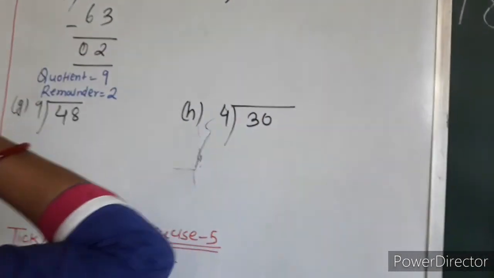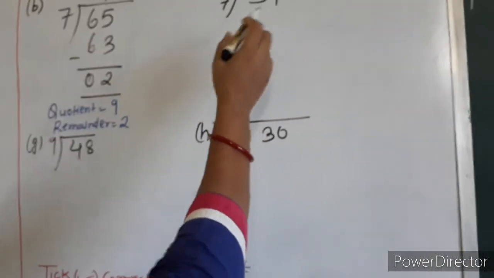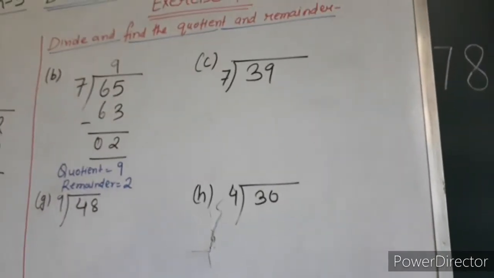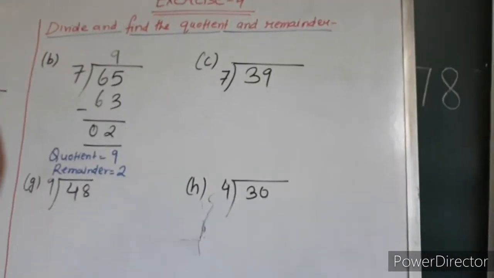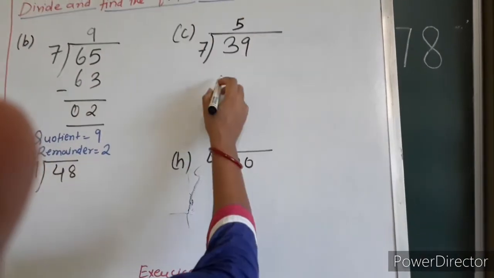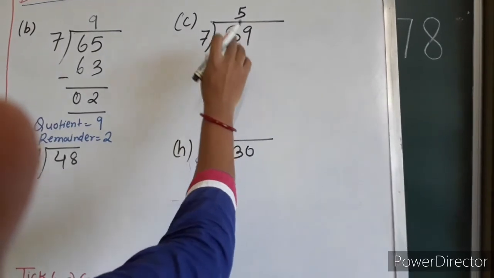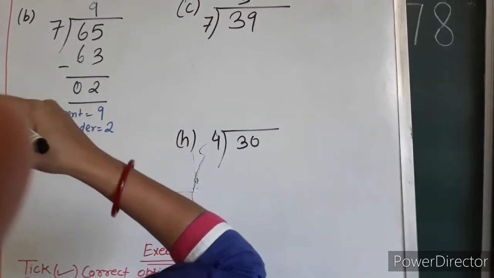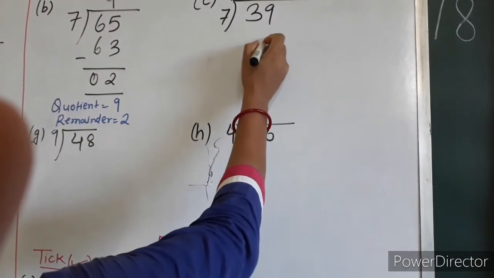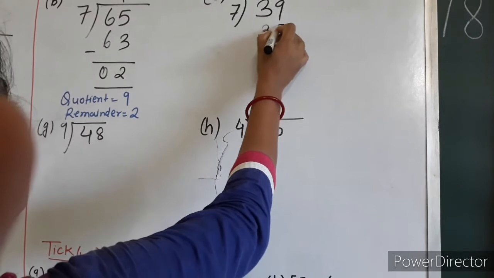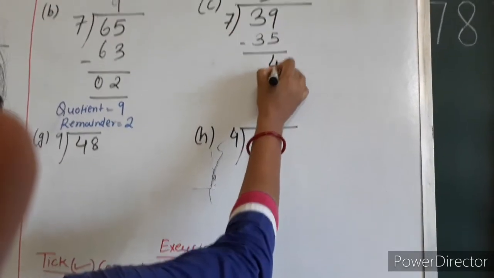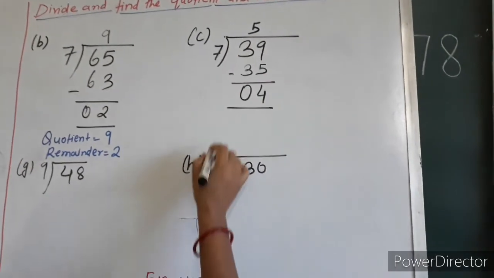39 divided by 7. So we can remember the table of 7. 7 1 is 7, 7 2 is 14, 7 3 is 21, 7 4 is 28, 7 5 is 35, 7 6 is 42. So 7 5 is 35, because we have to write here the smaller number than the upper number. Here the upper number is 39. Okay, so we have to write here the smaller number. So 7 5 is 35. Then 9 minus 5 is 4. 3 minus 3, 0.